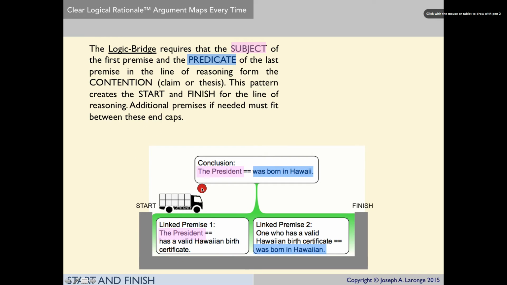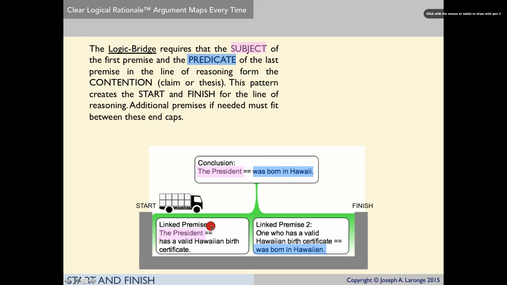So let's look down here. Here we have the conclusion or the contention that the president was born in Hawaii. So here we have an argument which is made up of the contention and the reason, and the reason consists of these two linked premises. The first linked premise is the president has a valid Hawaiian birth certificate. And the second linked premise is one who has a valid Hawaiian birth certificate was born in Hawaii. Misspelling there. And so I can conclude through transitivity that the president was born in Hawaii.